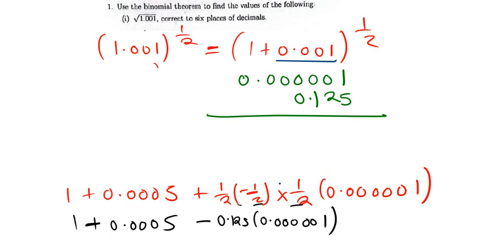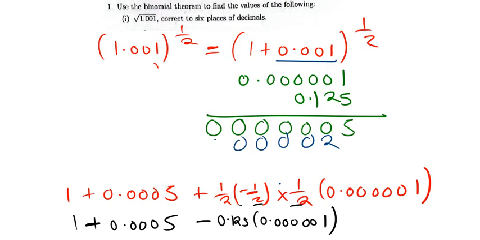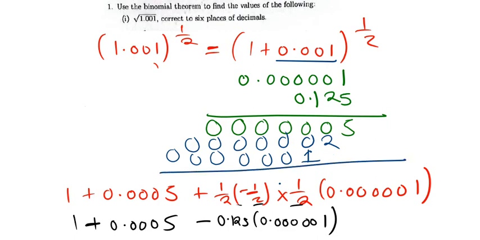5 times 1 is a 5. 5 times the 6 zeros, that would just be 6 zeros. How many of these? 5, 6. The next number is 2, and then 6 zeros. The next number is a 1, and then 6 zeros. Next number is a 0, which of course will just introduce all unnecessary zeros, so we don't need them. So we have 5, 2, 1.